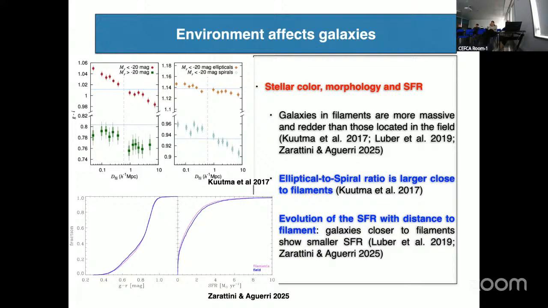Here, this is a recent work that we are doing with Stefano. This is a submitted paper in which this is the cumulative distribution function of the color of the galaxies and the star formation rate of the galaxies. Galaxies in the field are in blue, galaxies in filaments are in violet, in pink, and you can see that the galaxies in the field are a little bit bluer than galaxies in the filaments, and the star formation of the galaxies in filaments is a little bit smaller than the galaxies in the field.